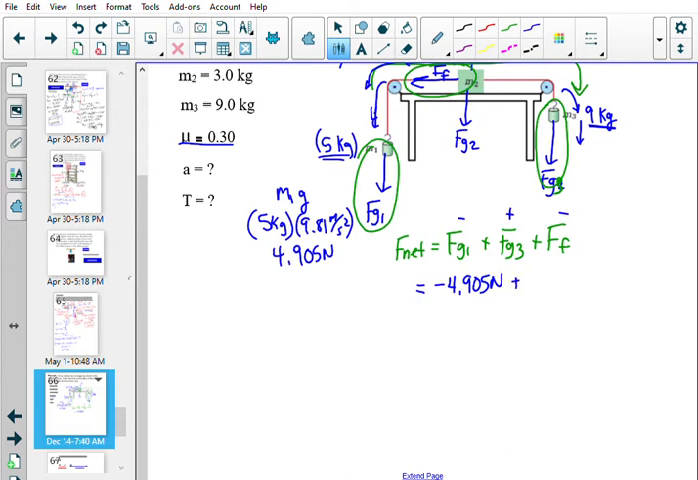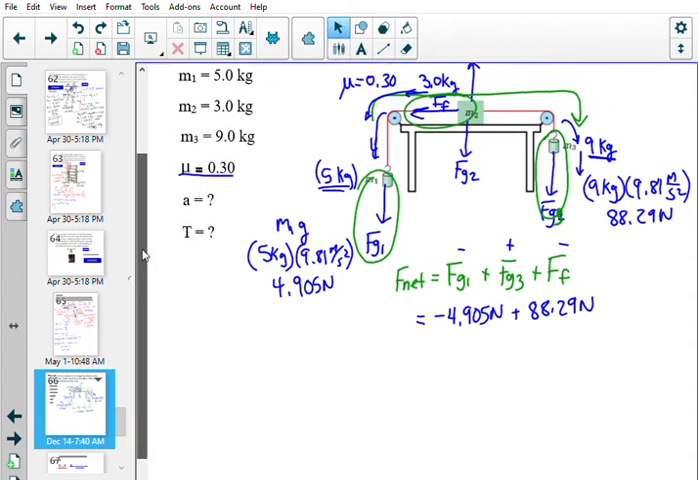Fg3, I'll work that out over on this side. It's 9 kilograms times 9.81 meters per second squared. And the 9 times 9.81, this one's 88.29 newtons. And it's a positive, so I'm going to put it in as 88.29 newtons. And friction is going to require a little bit of work.